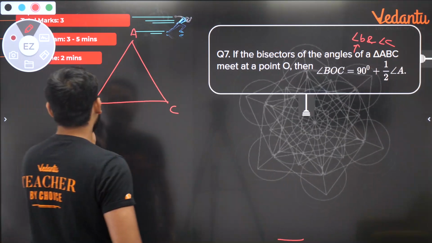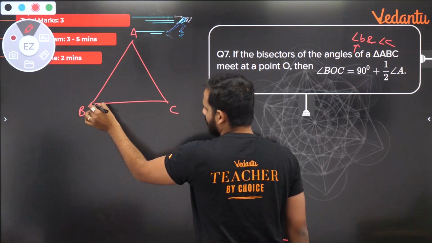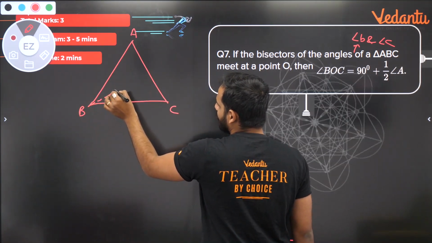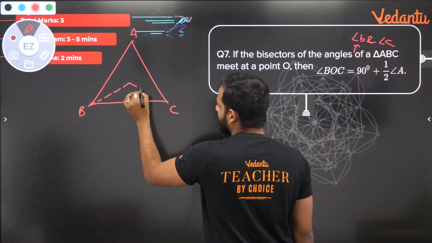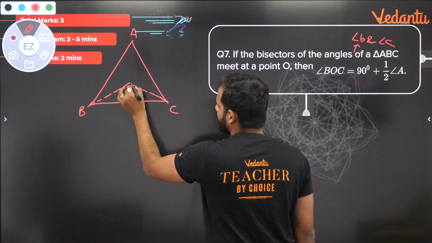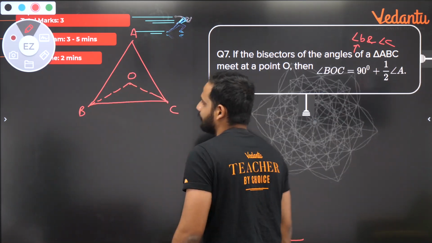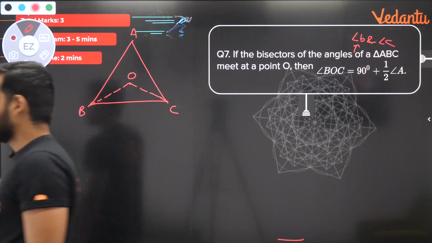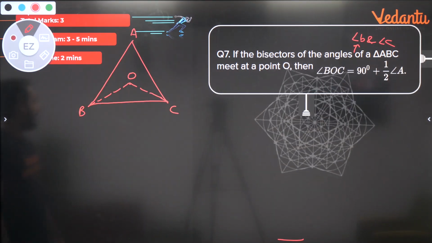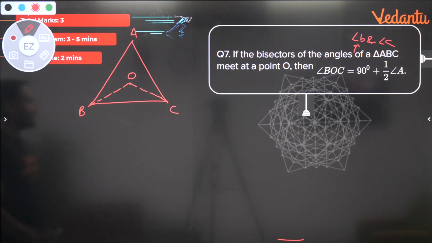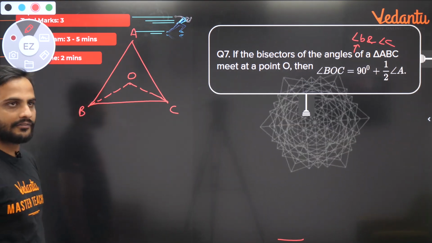So what happens, bachon, is I'll draw the bisector of angle B. Bisector means the line which will divide the angle into two equal parts, and I will draw the bisector of angle C. So wherever these two are meeting, that is your point O. Now they are saying to prove that angle BOC is 90 plus half of A.